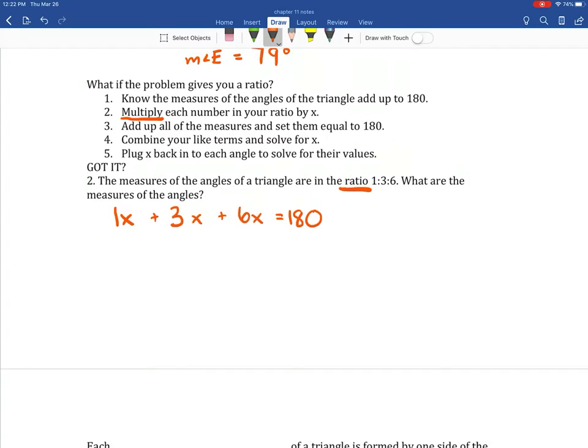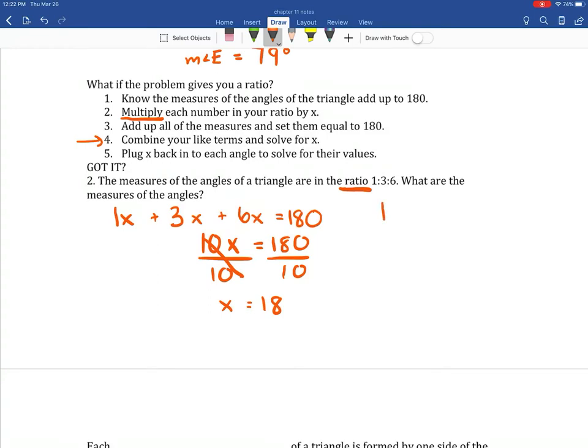1x plus 3x is 4x, plus 6x is 10x. So I can solve for x by dividing both sides by 10. Okay, but I'm not done. I've solved for x. I just finished step 4. Now I need to plug it back in to solve for each of the values, because it doesn't ask what my common factor is. It doesn't ask what my x is. It wants me to plug it back in.